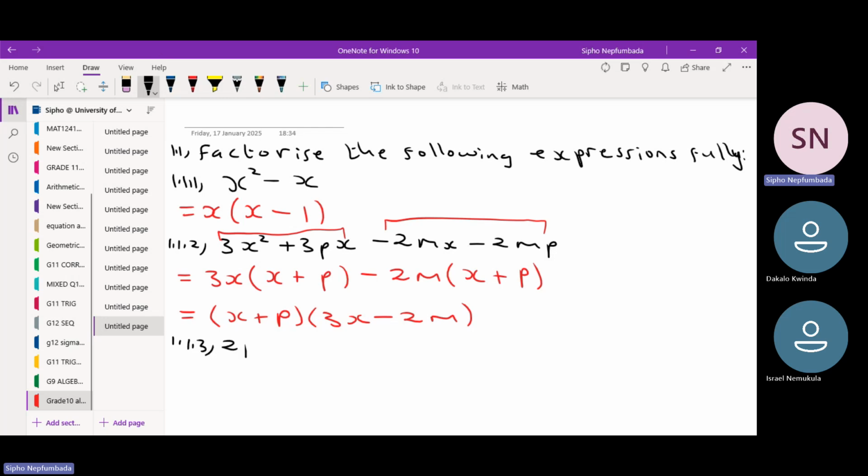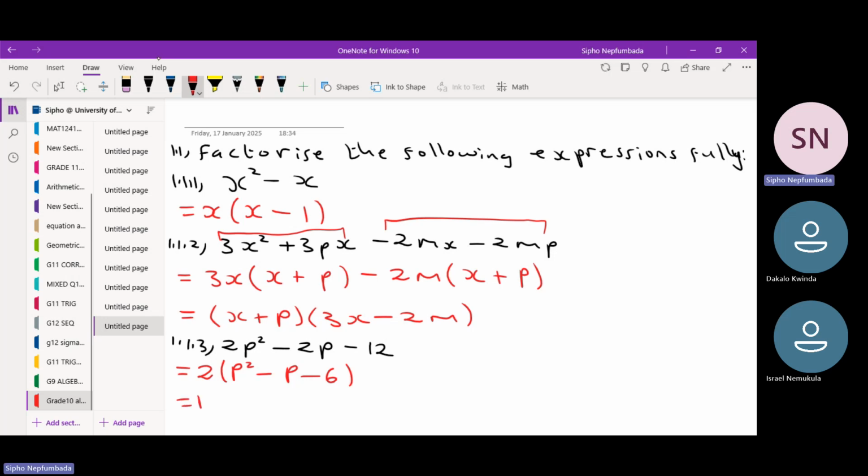Let's say you're given 2p squared minus 2p minus 12. So this is going to be equal to... You can remove a common factor of 2, as you can see. So we're going to take 2 outside, then we've got p squared minus p minus 6.